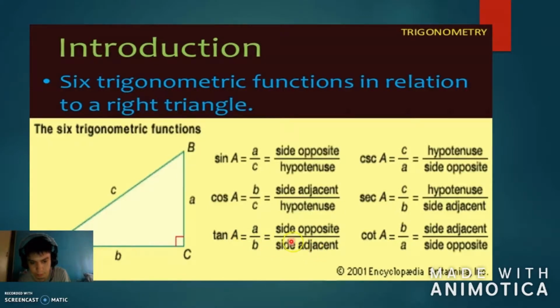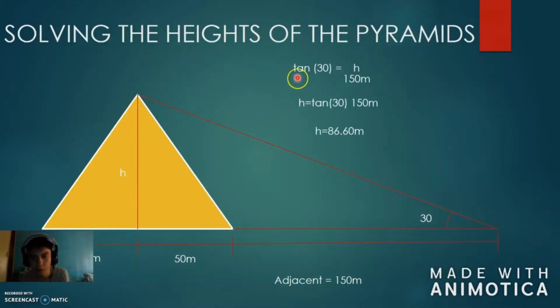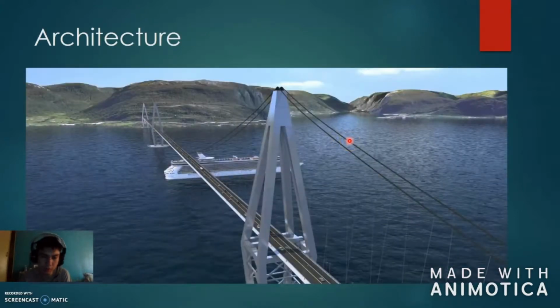So let's use that. Tangent of 30 degrees equals height over 150. You cross multiply and come up with this equation, and you can just calculate it on your calculator. There you will see the height is 86.60 meters.